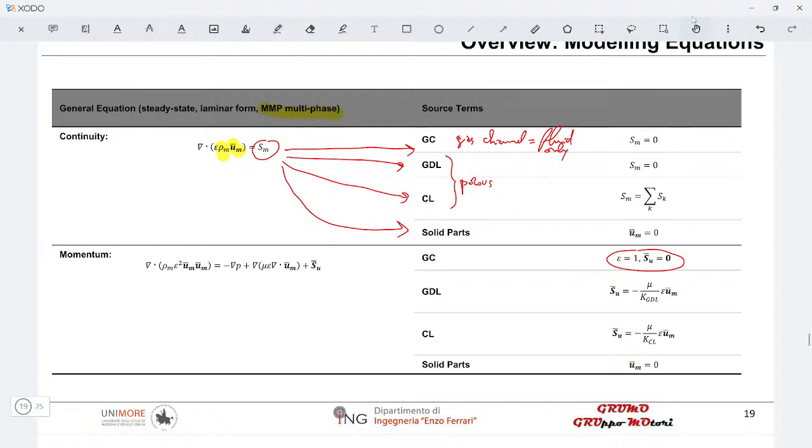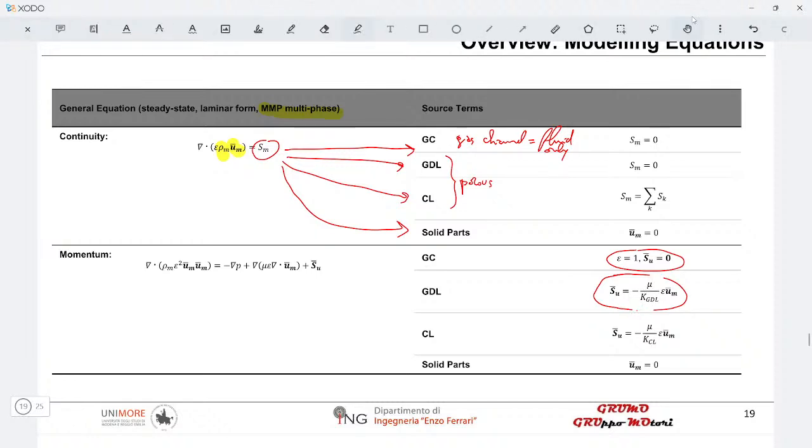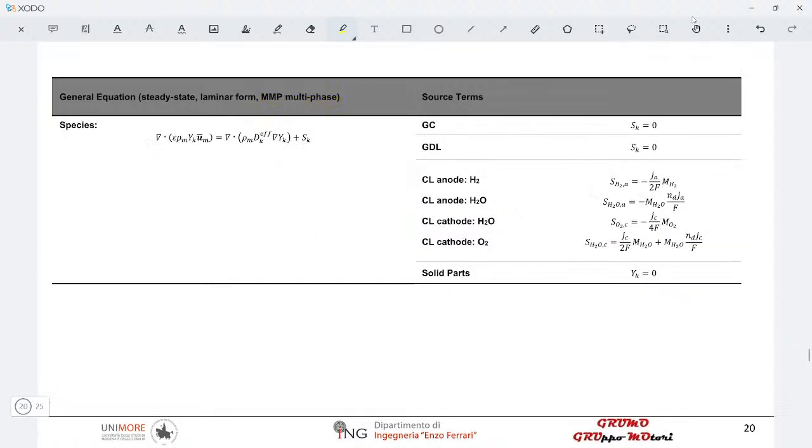For porous, we will have the Darcy term for the GDL, where you see that there is here the permeability of the GDL, which might be different to the permeability of the catalyst layers, but the treatment is the same. Okay, we have a momentum resistance expressed by a Darcy type equation for both the gas diffusion layers and the catalyst layers. Okay, and then we have, in solid parts, both for the continuity, we have no velocity at all, clearly, and this is also for momentum.